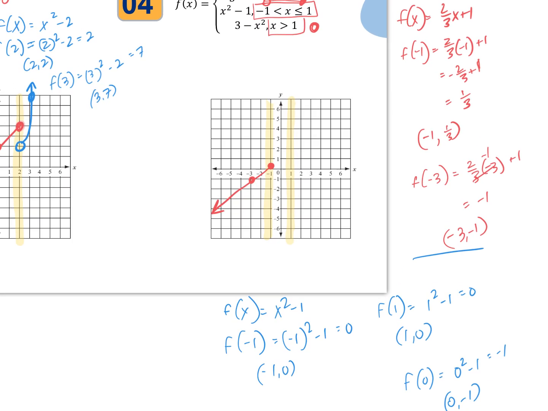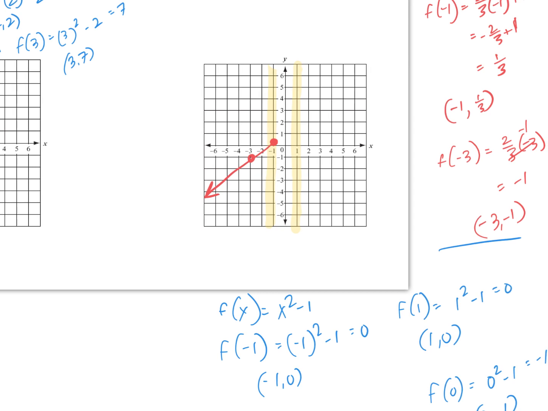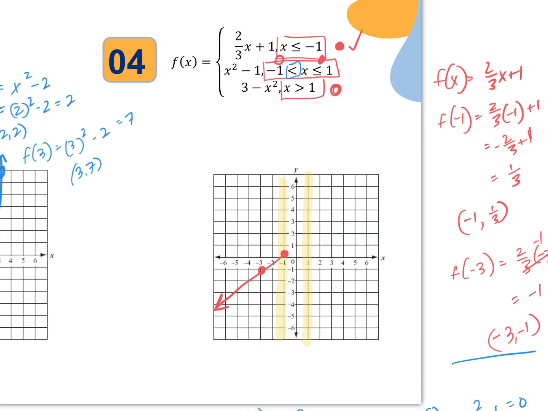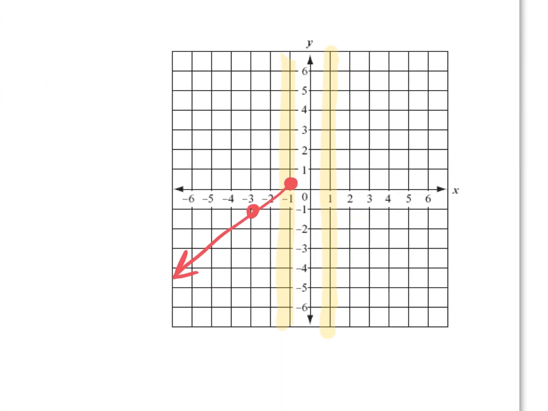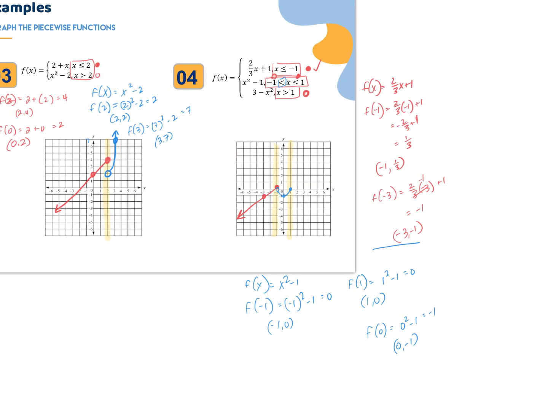So in this little space here in the middle, I've got negative 1, 0, and that's going to be an open circle. So open circle here. And then I have 1, 0. That one's the closed circle. And I have 0, negative 1 here. So I have something that maybe looks like that. Because again, that's a parabola. So that's what the middle is going to look like.